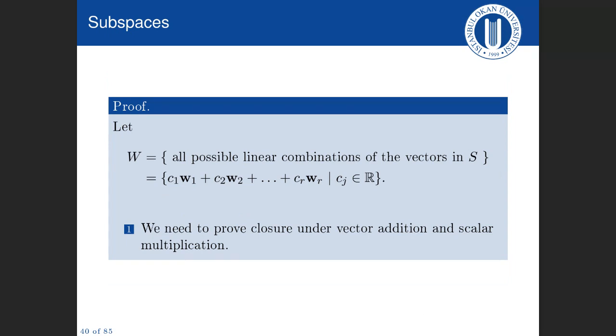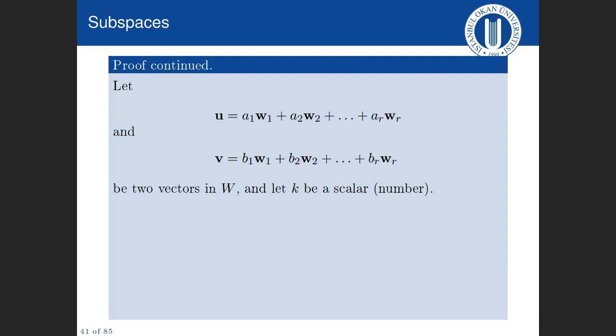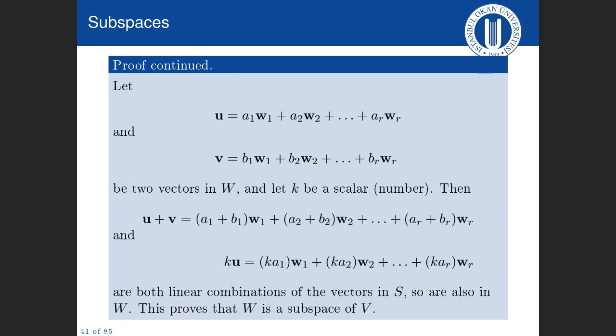For part one, we need to prove closure under vector addition, and we need to prove closure under scalar multiplication. So let's take two objects in W. Let u be this linear combination of w1 up to wr, and let v be this linear combination of w1 up to wr. And let k be any scalar, any number. If we do u plus v, we're going to get a1 plus b1 w1 plus a2 plus b2 w2, etc. That's a linear combination of the vectors w1 up to wr.